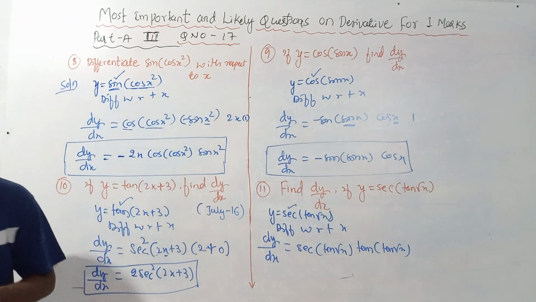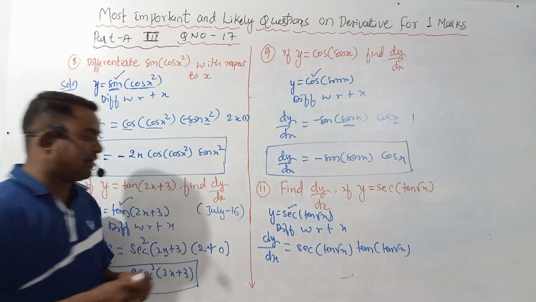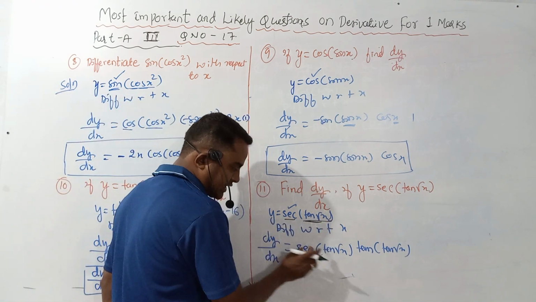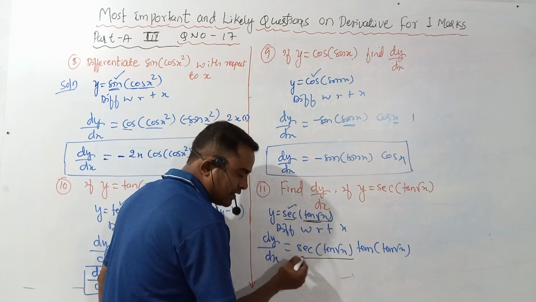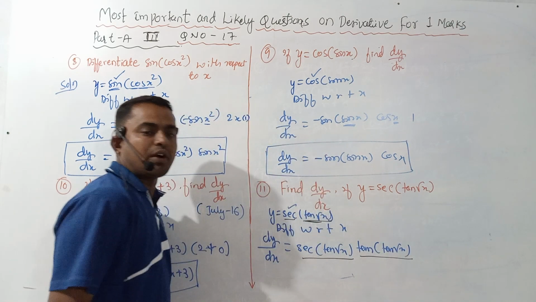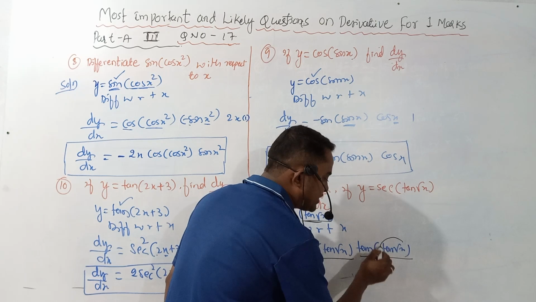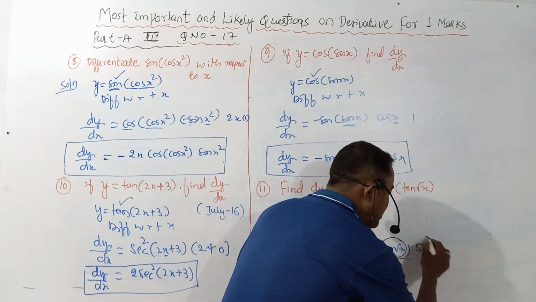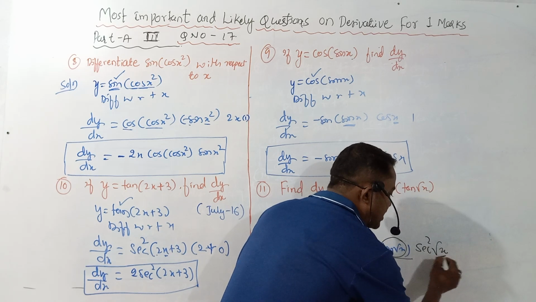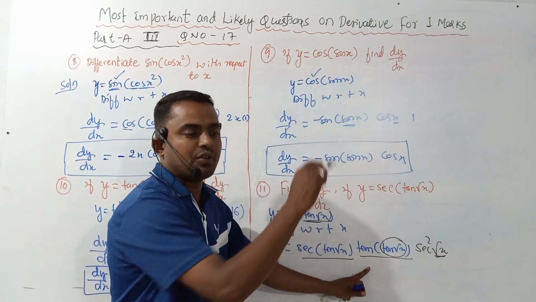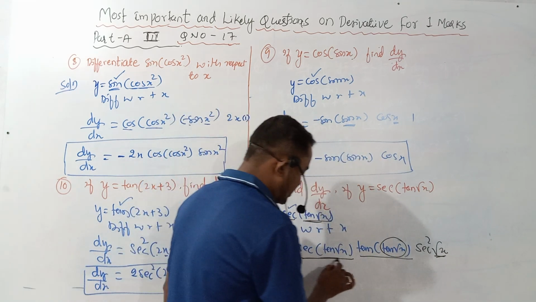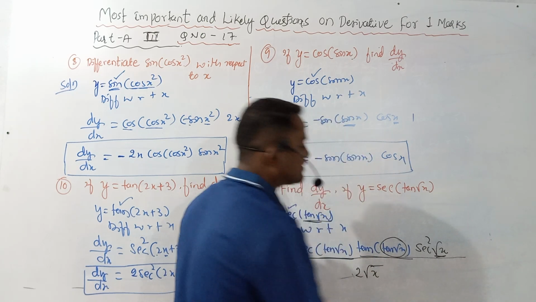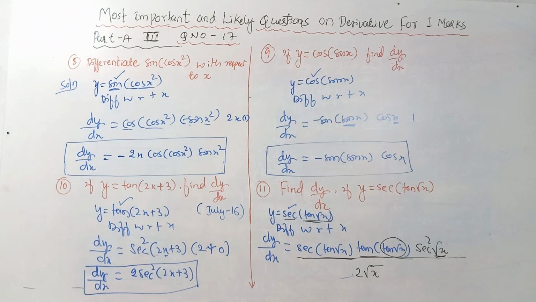See here, derivative of sec. This is treated as what? x. Derivative of sec x is sec x into tan x. Now what is remaining here? Tan root x. Derivative of tan root x is sec square root x. Now what is remaining? Root x. Derivative of root x is 1 by 2 root x. I am writing that 1 by 2 root x. This is the final answer.